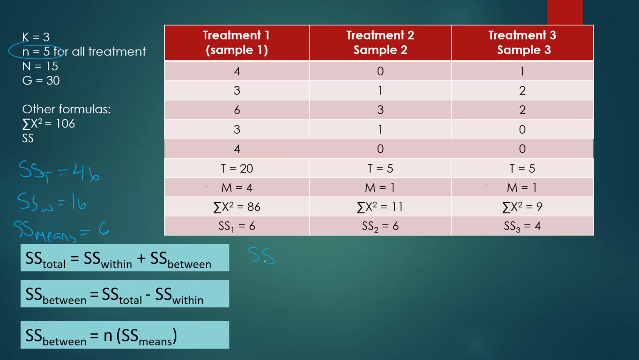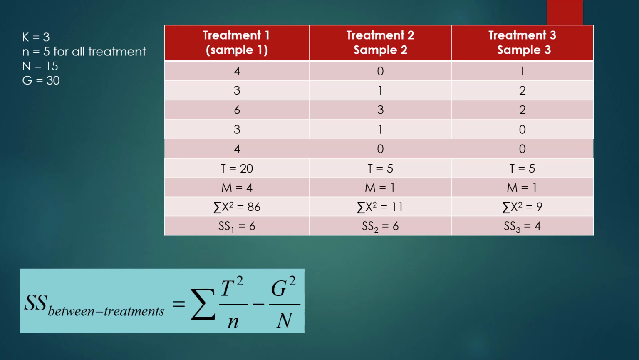So we use this formula for between. Now we're going back to the n for what's within our treatment, which is 5. And we take our SS means, which was 6, and that gives us 30, which is also what we had on the previous slide.